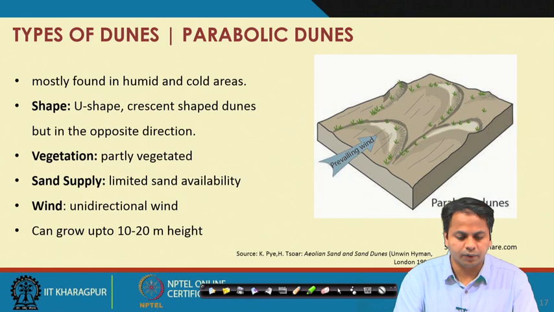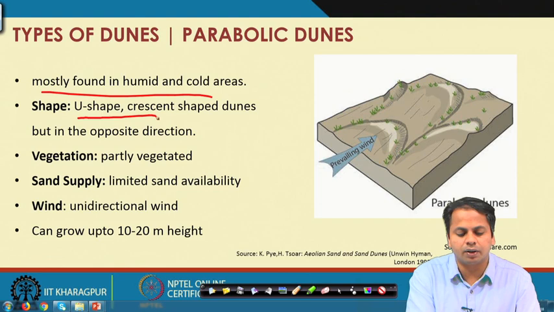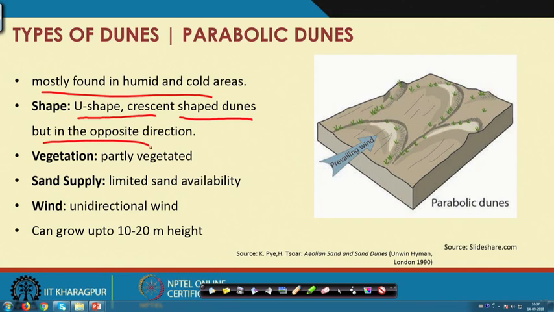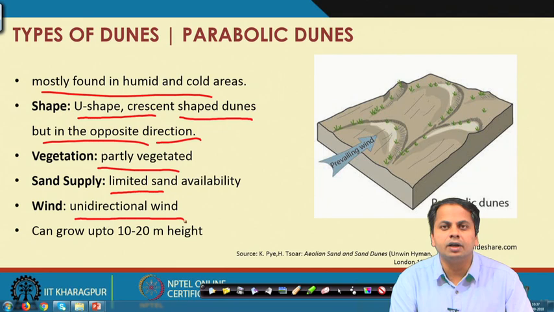So the next type is a parabolic dune. This is an inverted U kind of dune. These are mostly found in humid and cold areas. The shape of these dunes is U shaped or crescent shaped, but in the opposite direction. In the case of Barchan, it was C shaped. Here it is an inverted C, or you can call it a U shape. Vegetation is partial here. Sand supply is limited, and the wind is mostly unidirectional, and they can grow up to 10 to 20 meters in height.